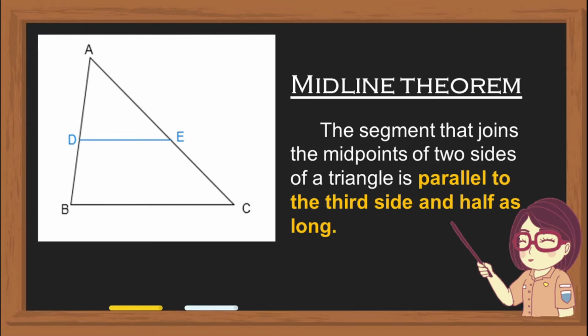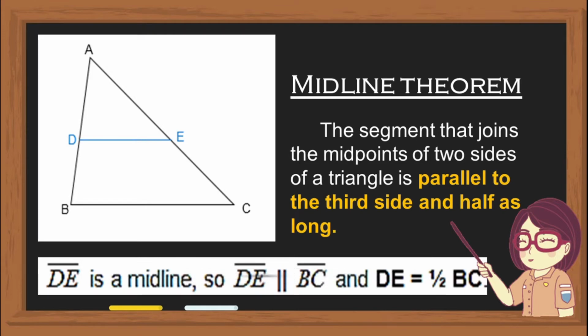The midline theorem: the midline is parallel to the third side and half as long. Since segment DE is a midline, segment DE is parallel to segment BC, and DE is equal to 1/2 the length of BC, or BC is twice the length of DE.